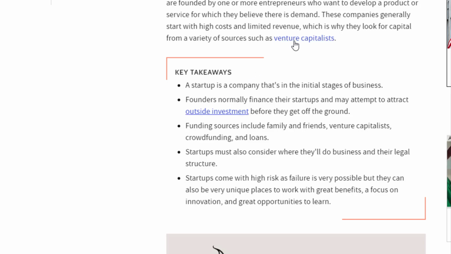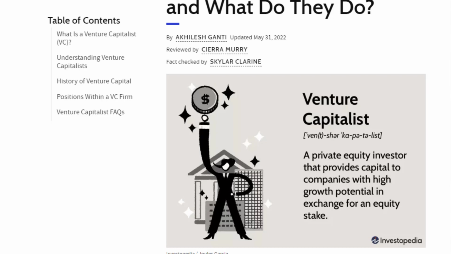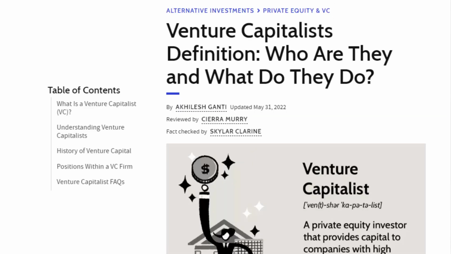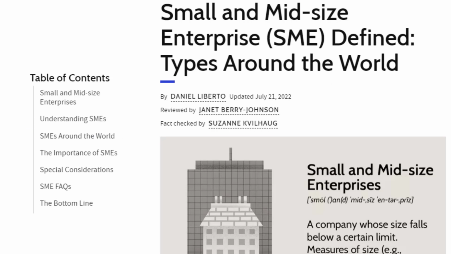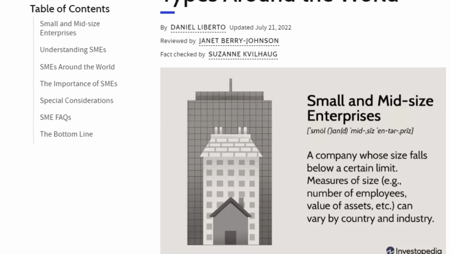For example here, if we look at this first paragraph, we can see the expression venture capitalist. And if I click on this, this will take me to the definition of a venture capitalist. So a venture capitalist is a private equity investor that provides capital to companies with high growth potential in exchange for an equity stake. Now, Investopedia also has a really good explanation of SMEs as well, which you might want to look at.